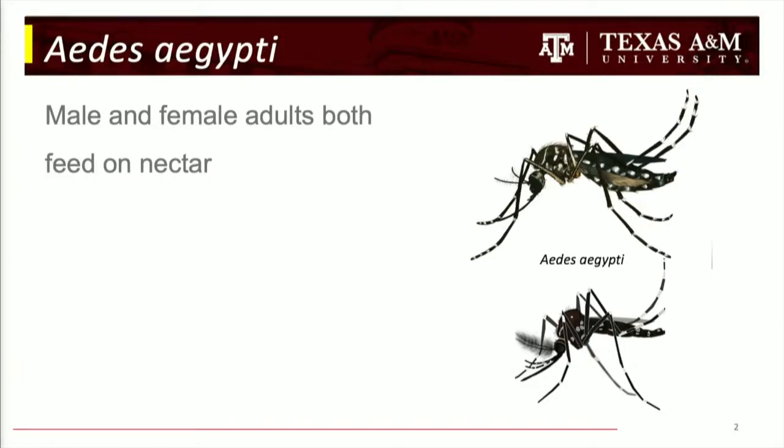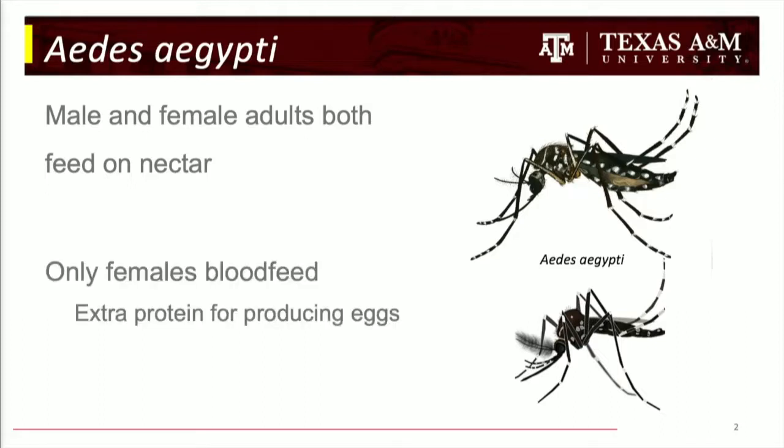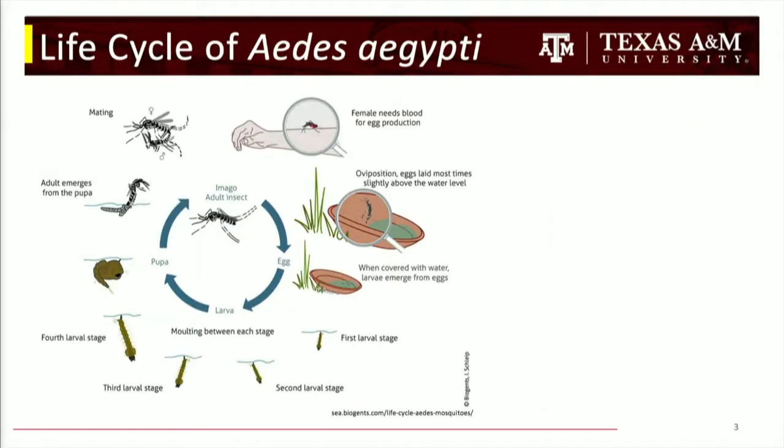All right, so males are smaller than females. This is a male. These are the ones that suck blood and lay eggs. And so the reason that they suck blood is for the extra protein from the blood so that they can make the eggs. And so that's why only females suck blood. And then I had like this exact same slide yesterday.